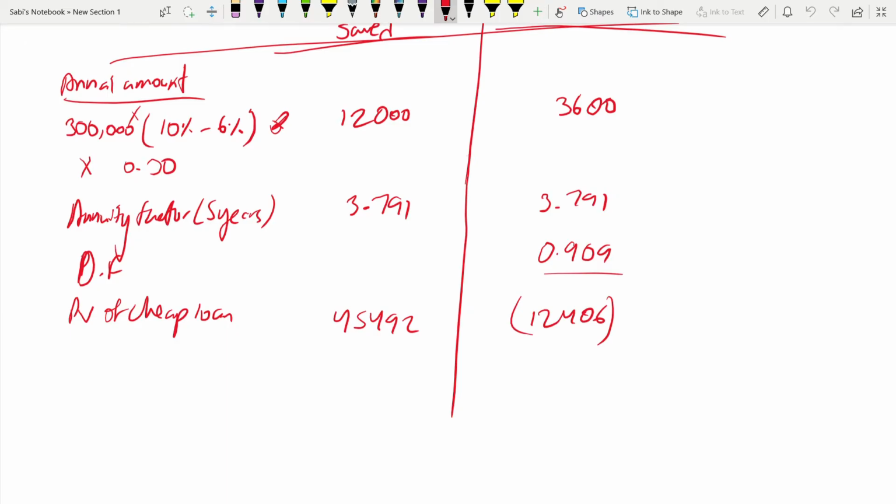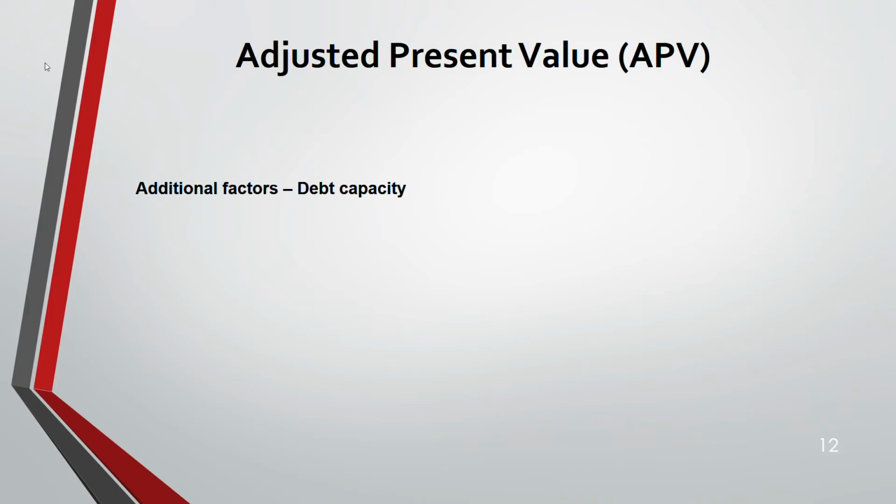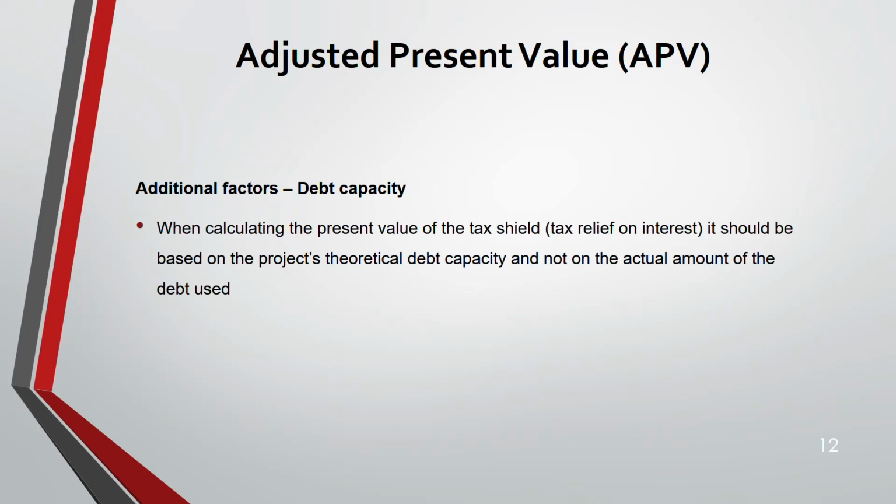Now we are going to go to the one last factor to be included in the adjusted present value calculation, that is debt capacity. When this is given, when you are calculating the present value of the tax shield, it is based on the project's debt capacity and not on the actual amount of the debt used. You have to know this.